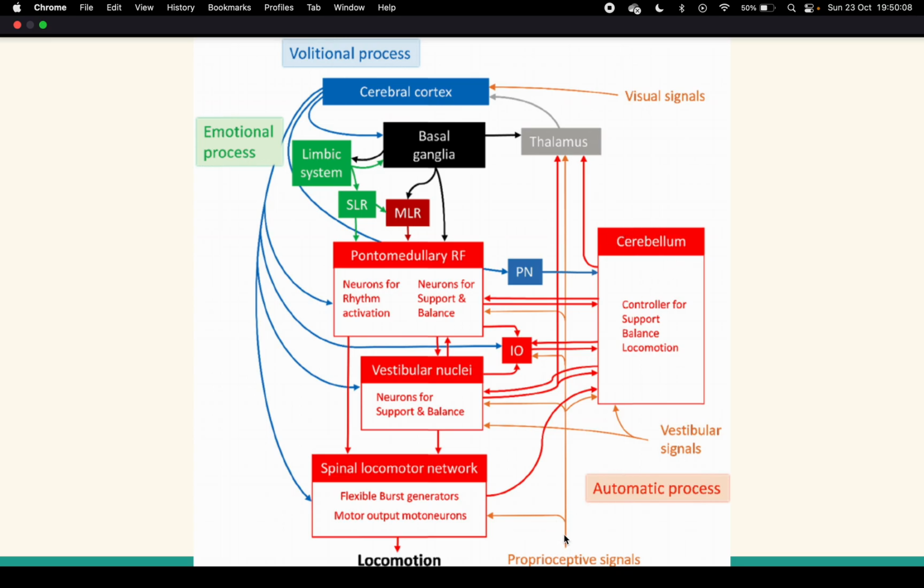Proprioceptive signals reach the cerebral cortex, the vestibular signal will reach via the cerebellum and also the vestibular nuclei, and visual signals will reach the cerebral cortex. And finally, from the cerebral cortex, everything will reach the basal ganglia and also the limbic system, to the pontomedullary reticular formation where the neurons for rhythm activation and neurons for support and balance are present, and it gives impulses from the vestibular nuclei and also the spinal locomotor network. From there, motor output, motor neurons will be there, and the locomotion starts.